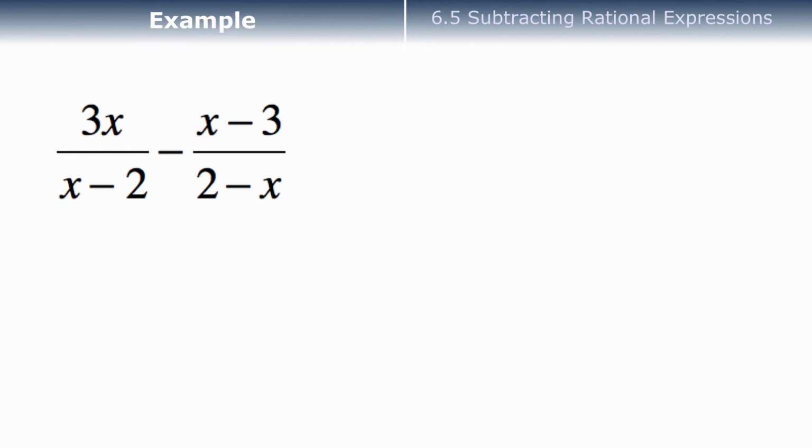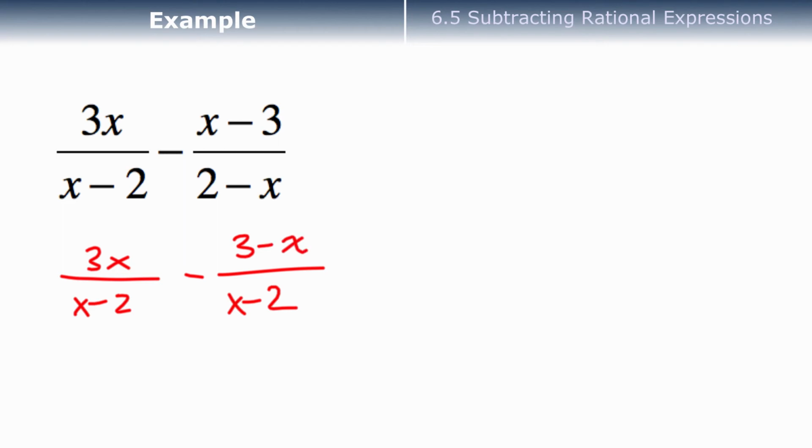Let's try maybe 2 more. Ooh, this is an interesting one. Notice that these are similar, but they're backwards. So I can make a swap as long as whatever I do on the bottom, I do on the top. So if this one is 2 minus x and I want it to be flipped, I can change that to x minus 2 as long as I flip this one. So 3 minus x. Okay?